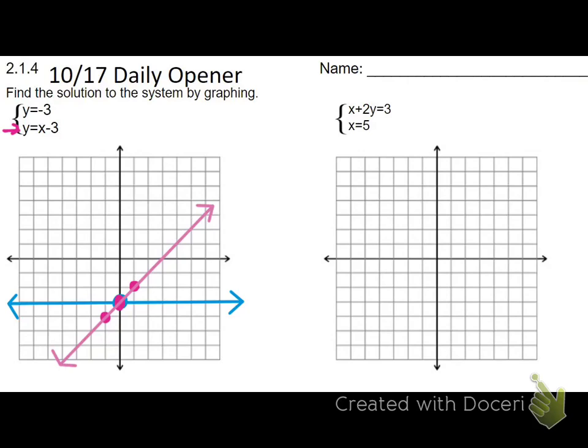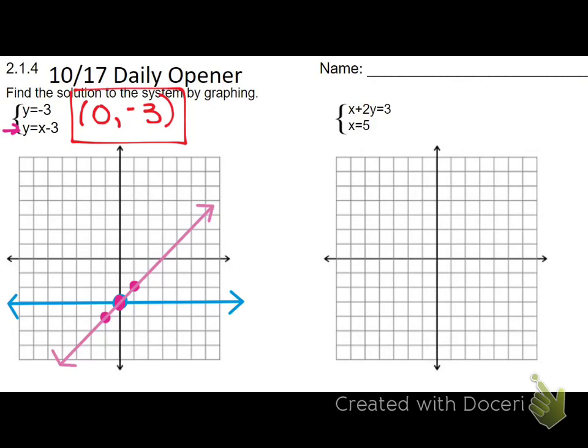So what's the ordered pair of where our lines intersect? That's going to be my solution. So what's the x value? My x value is 0. And my y value is what? Negative 3. So the solution is 0, negative 3. Now, we could also solve this by substitution, which I showed you yesterday. Okay. Questions on that first one? Okay, let's take a look at the second one.